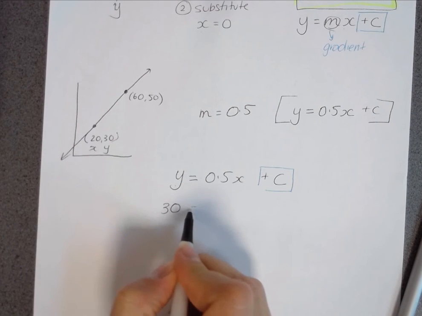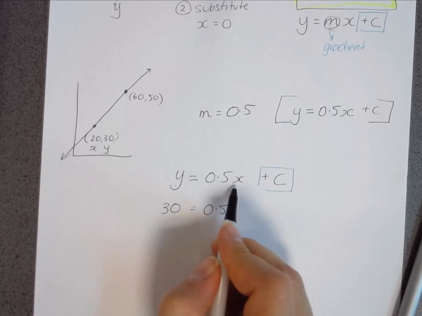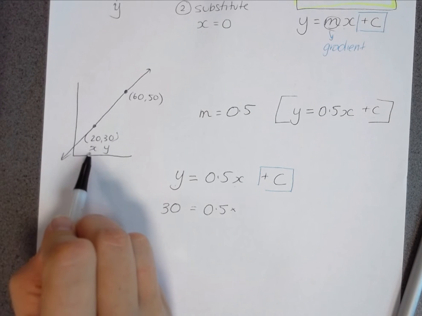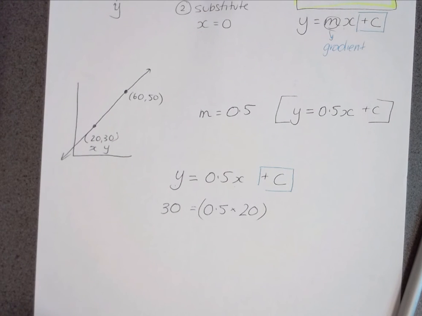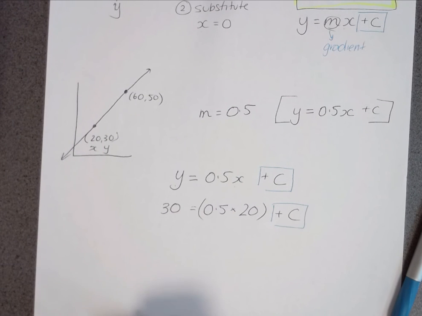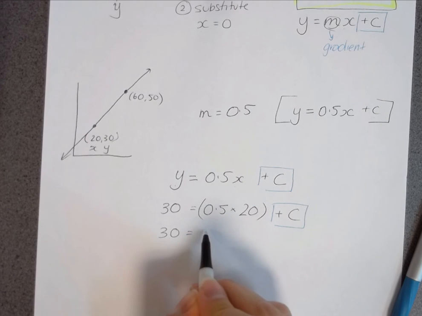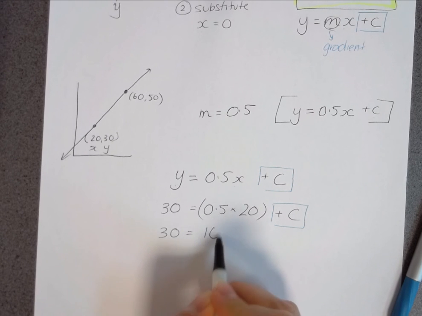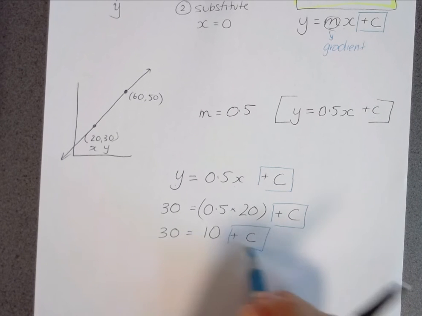So 30 is going to equal 0.5 times our x value, and our x value, if we look over here, is 20. So half of 20. We're still trying to figure out plus c. That's still the thing we are looking for. Okay, we can do the maths now. So 30 equals 0.5 times 20, which is half of 20, which is 10, plus c. Still we're looking for this.